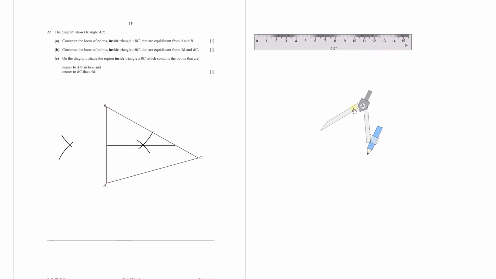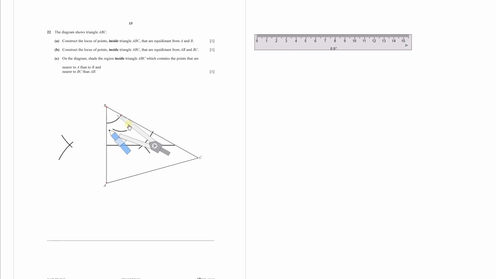So to draw the angle bisector, I'll place my compass on point B here, and then I'll just open it up to a reasonable amount so I can draw the first arc here. So I'll start at this point and draw this arc here. And then I'll place the compass on this point where the arc intersects one of the lines, which is BC, line BC, and draw another arc here.